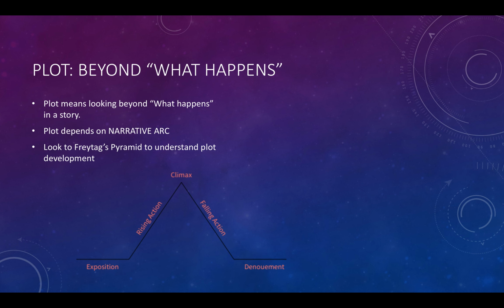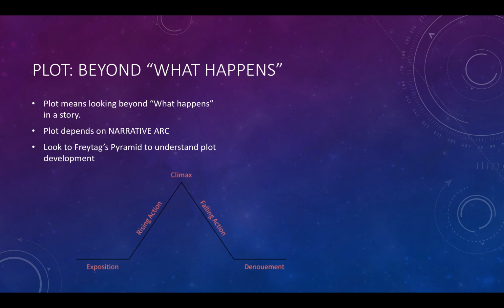So plot is basically looking beyond what happens in the story. A lot of times when people do literary analysis, they simply recap what happens, and that is a summary rather than an analysis. To look at plot beyond just what happens, we have to think about it in terms of the narrative arc. You've probably encountered this many times before in middle school, high school, college. You're looking at what is basically called Freytag's pyramid when you understand plot development.